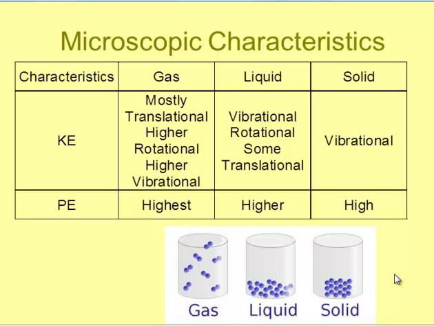For a liquid, they can continue to vibrate, and they can also have the freedom to rotate. And there's some translational energy, which means that this kinetic energy lets them move around a little bit. The potential energy is higher than that of a solid, because they can be further apart. The potential energy between particles is slightly higher, but less than that of a gas. A solid only has vibrational kinetic energy. It can only vibrate and nothing else. There is still some potential energy between them due to the forces between these particles, but this is the lowest of the three states.